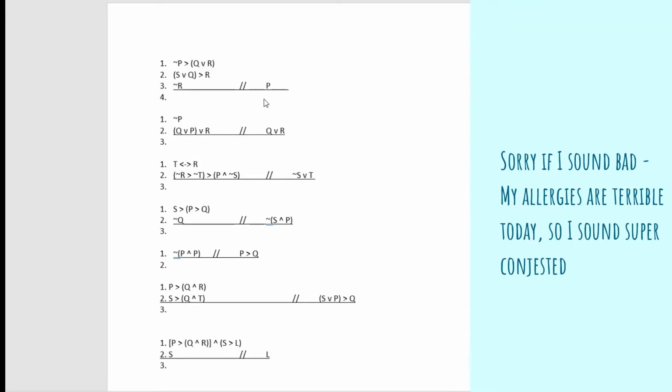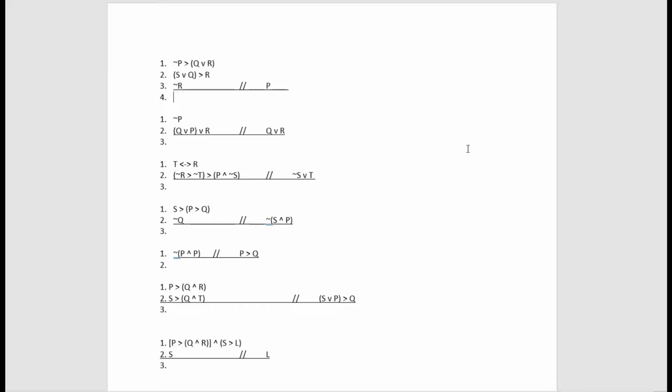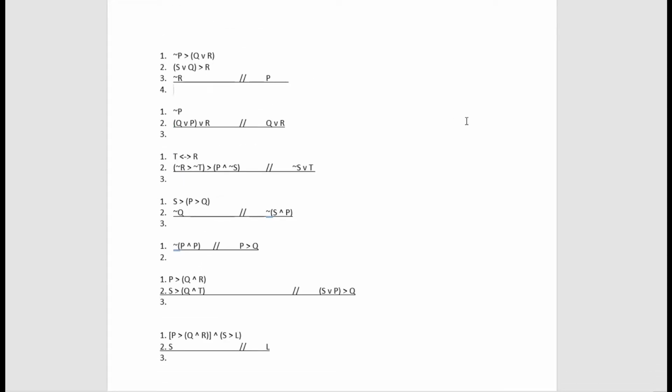So today what we're going to do is go over the replacement rules and go over the two tactics that we learned recently, CP and IP. So I've got a list of 7 proofs here that I'm going to go through one at a time. These should all be familiar because they're all from your homework. And I'm just going to go through how I solved them.